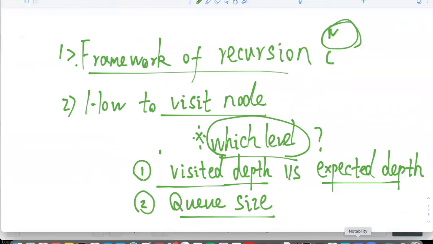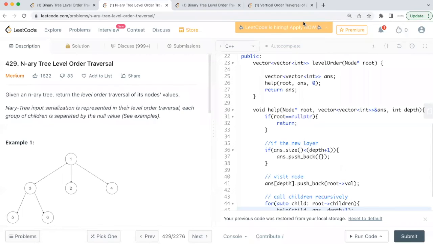And so there are two ways to identify the level of the tree. The first is to use the recursion way, and we can record the depth variable. And the second is to use the queue size. Okay, let's look at two similar questions.